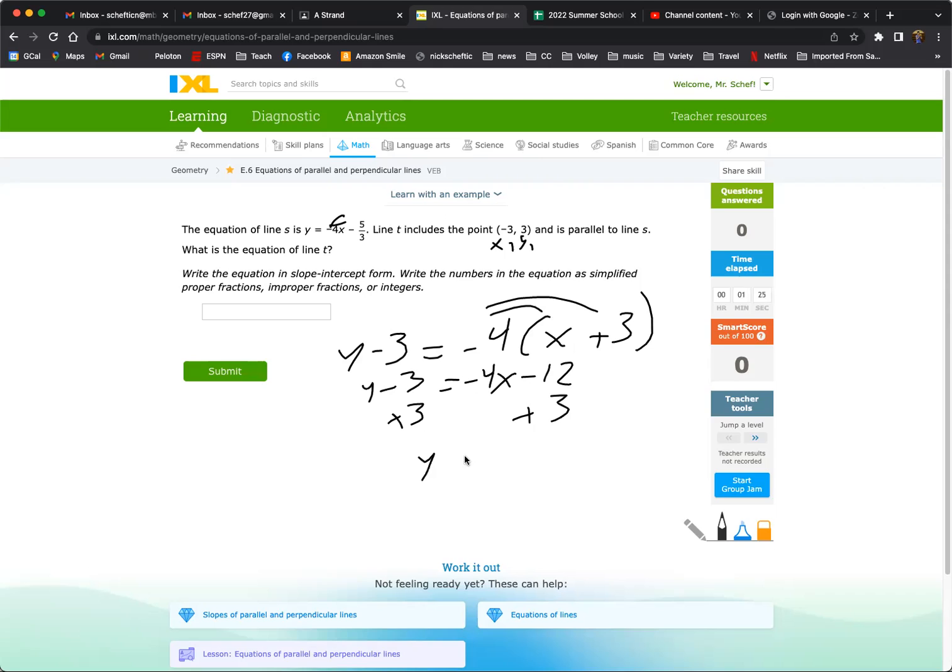And so y is equal to, these will cancel each other out. And then we got -4x. And then this would be -12 plus 3. So that's going to be -9. So that should be my answer right there. So y is going to equal -4x minus 9.